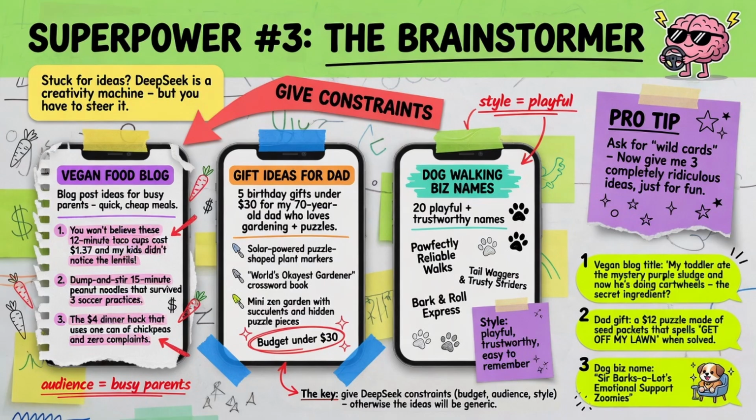Example. Business names. Generate 20 name ideas for a dog walking business. Style. Playful, trustworthy, easy to remember. The key. Give DeepSeek constraints, budget, audience, style. Otherwise the ideas will be generic. Pro tip. Ask for wild cards. Now give me 3 completely ridiculous ideas just for fun.